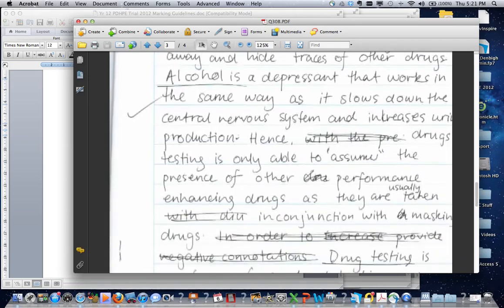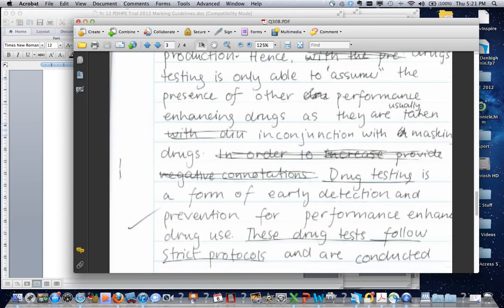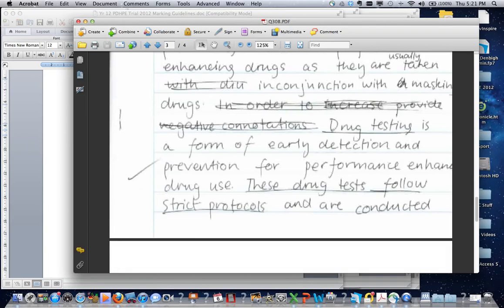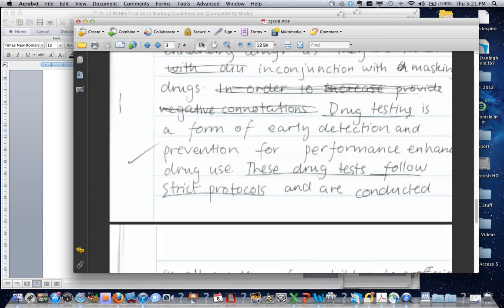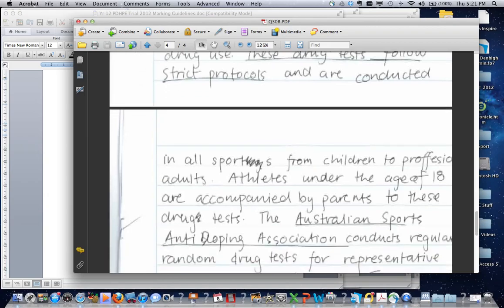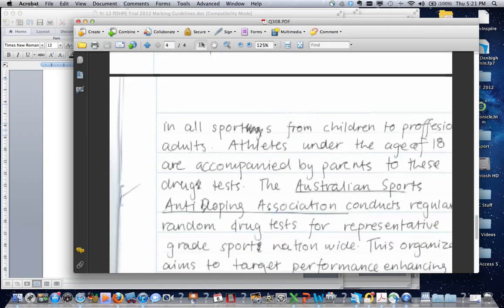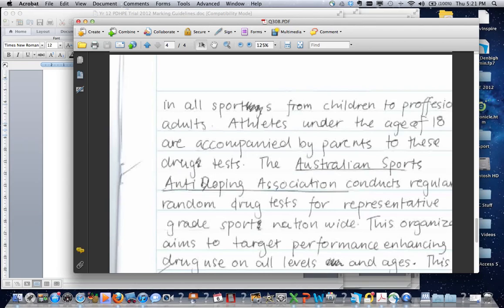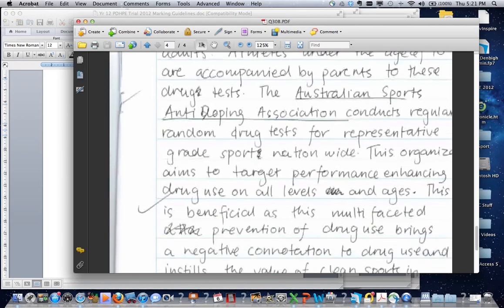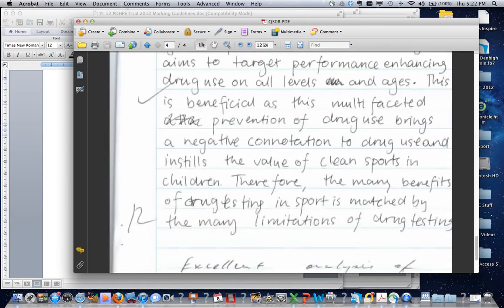This student has provided examples of what different drugs are and how they work. And he was able to relate those back into what the benefits and the limitations of the drug testing were. So there needs to be a connection between what the question's asking and the information that you're putting there. The use of reputable or factual information here, we can see that the Australian Sports Anti-Doping Agency is referred to, and that's a good thing to be able to do, as long as you have an understanding of what they are.